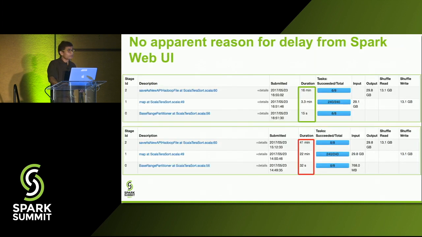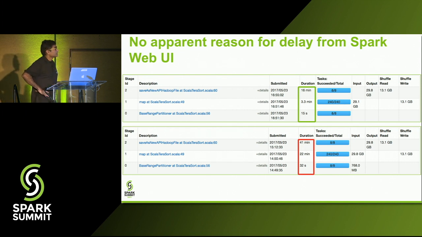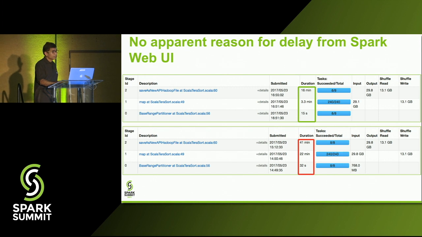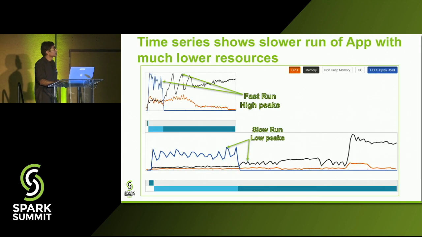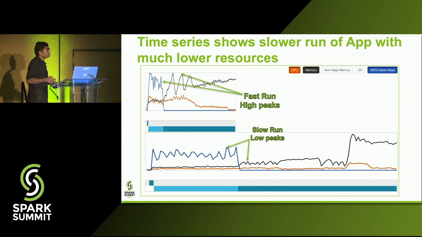If you look at Spark Web UI, there isn't that much detail that you get. It basically gives you the same information, just broken down by stages. The aggregate data is pretty much the same between both runs of the application. So let's flip over and look at the time series view. Now a little more detail comes into picture. This is the fast run and this is the slow run.